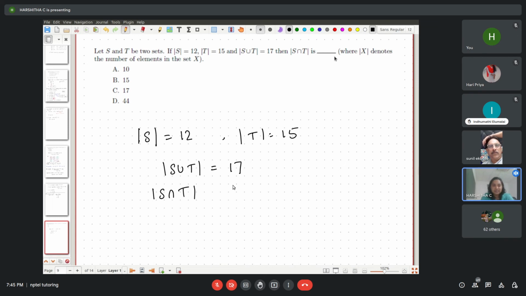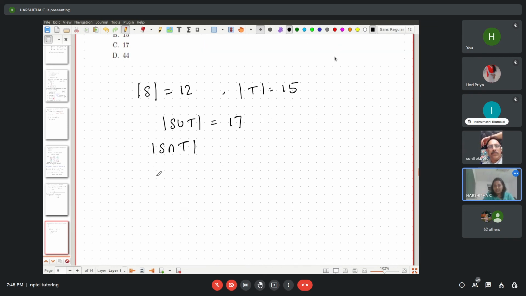So we have two sets. One is S of cardinality 12, and T of cardinality 5. So the formula is the cardinality of S union T is the cardinality of S plus cardinality of T minus cardinality of S intersection T. So you can see this using a diagram.